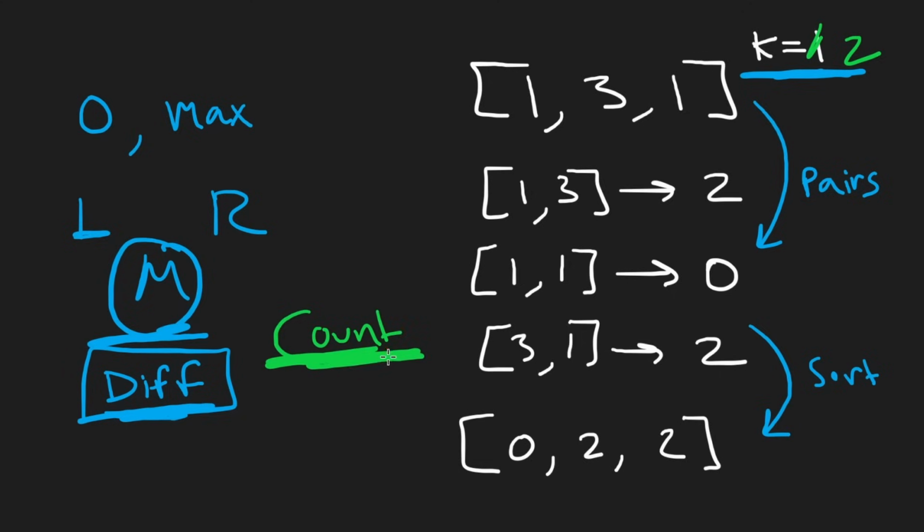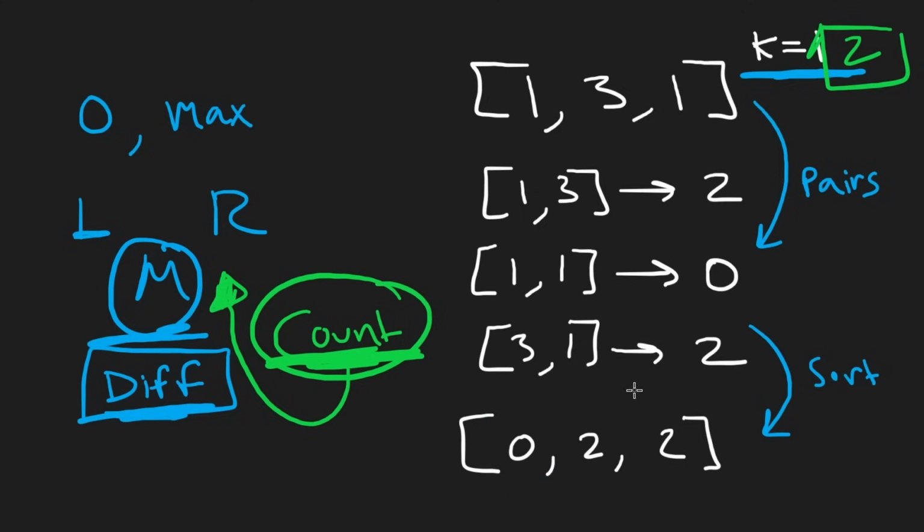We write a helper method that we will use within our binary search to count how many pairs have a difference that is less than or equal to k. Because remember, that tells us everything to the left, because we want everything that's less than or equal to that difference, because then that's the kth one.